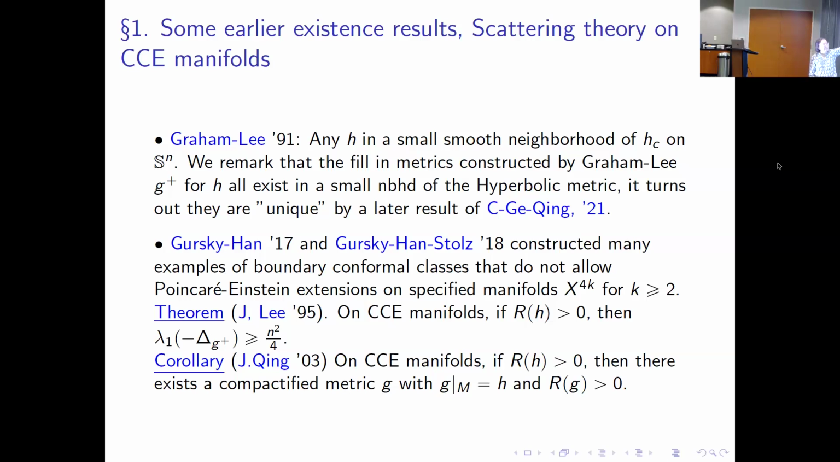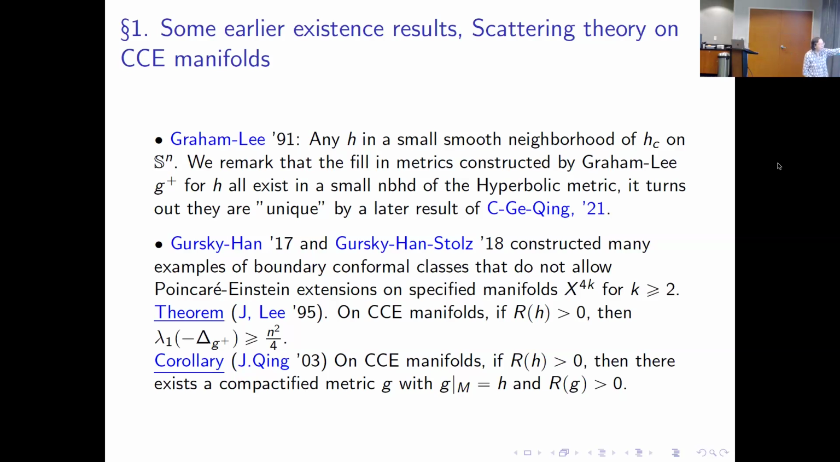And it turns out that even in this neighborhood, one can show that the filling in constructed by Graham and Lee is in a neighborhood of the hyperbolic metric, and that's also the unique one. And then on the other hand, there is a non-existence result. I'm talking about a special case of it, on B^8, say 4k with k equal to 2. You talk about B^8 with S^7 as conformal infinity. What their example is, on S^7 you can have a metric with positive scalar curvature which does not allow a conformal filling in.